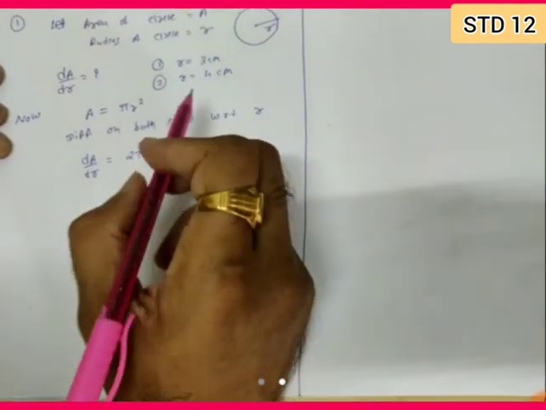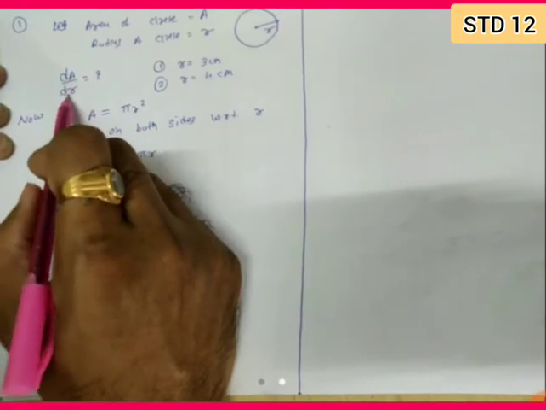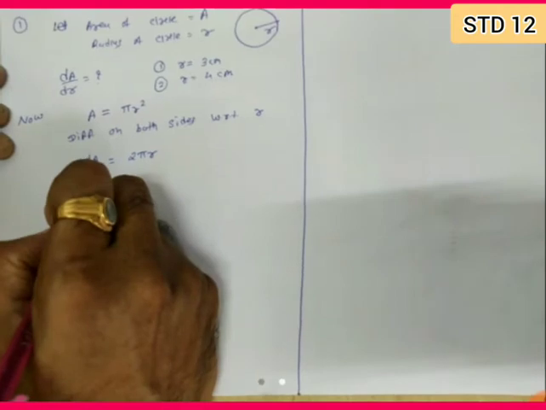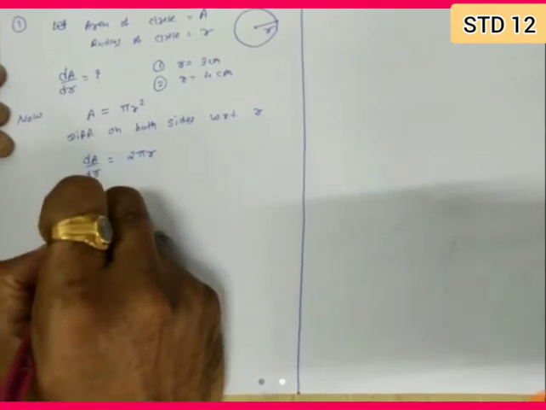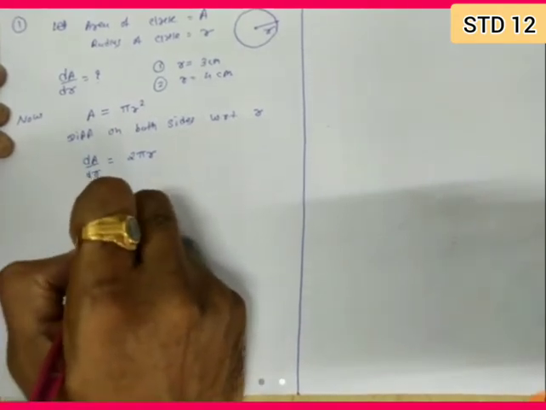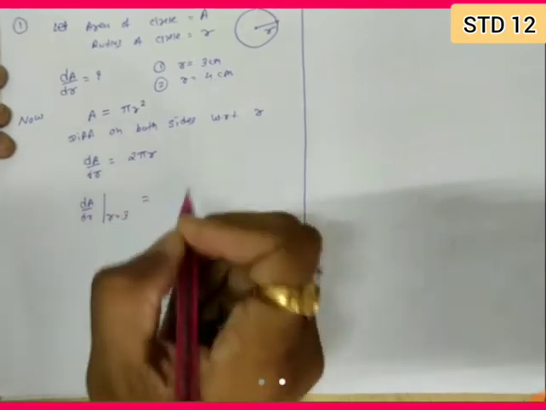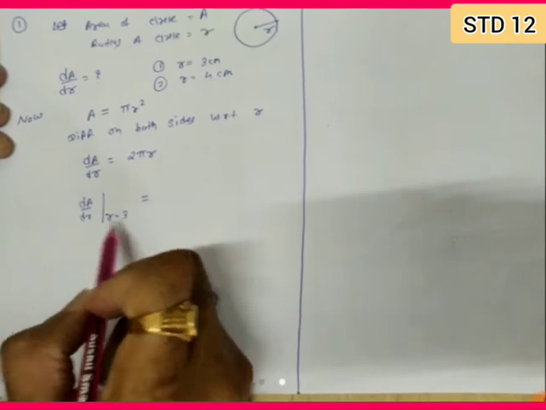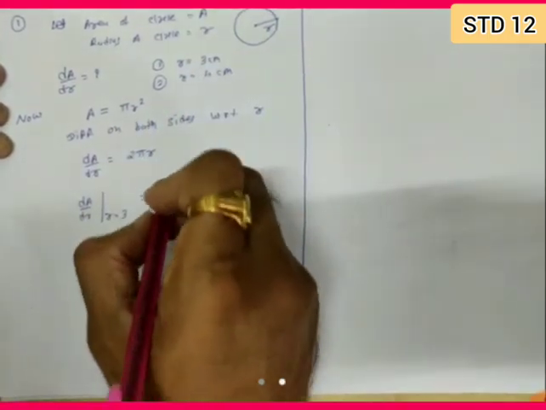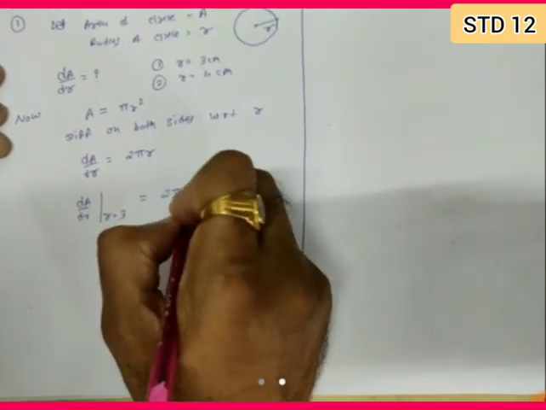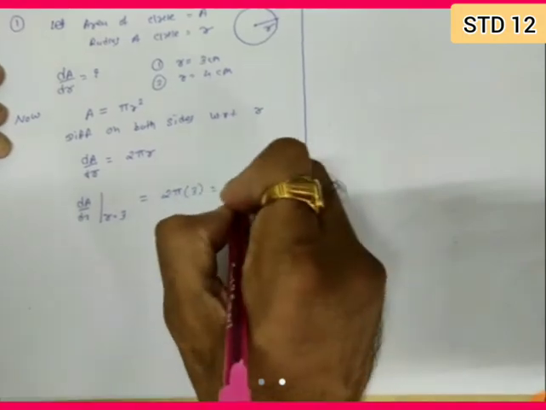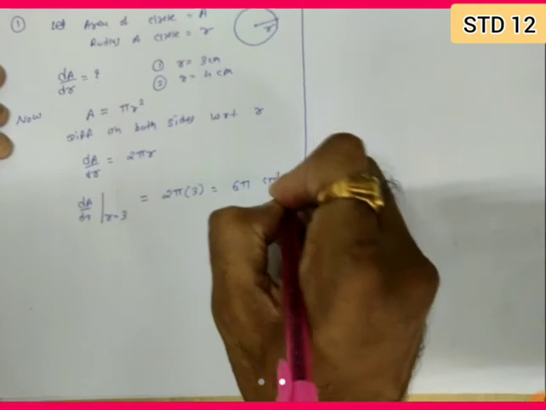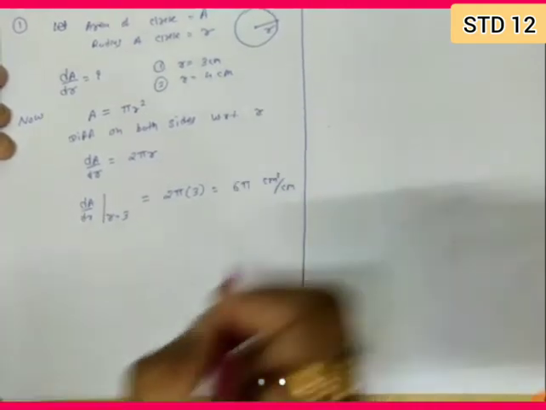Now our question is you have to find the rate of change of area with respect to r at r equal to 3 centimeter. That means you have to put r equal to 3. So dA by dr at r equal to 3, we write it like this, right? Rate of change of area with respect to radius at r equal to 3 centimeter is 2 pi, and put r equal to 3. So it's 6 pi. Unit area centimeter square per centimeter.